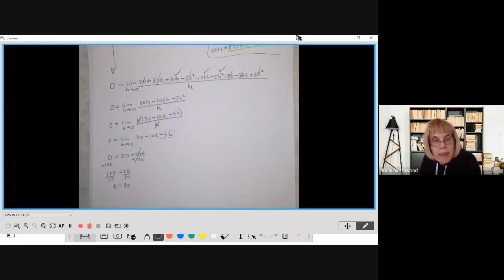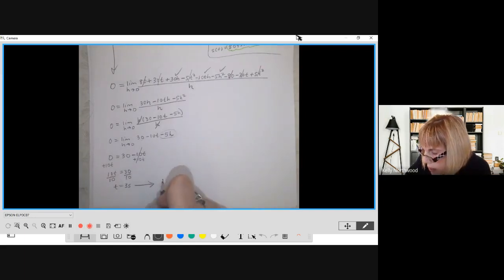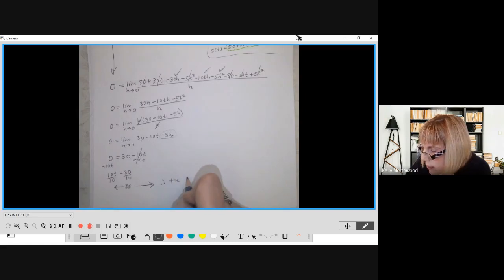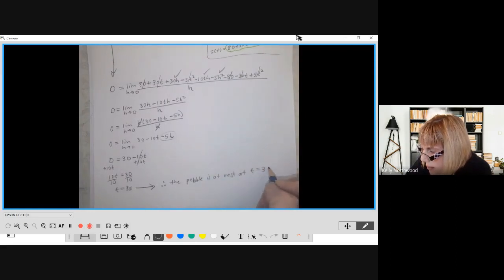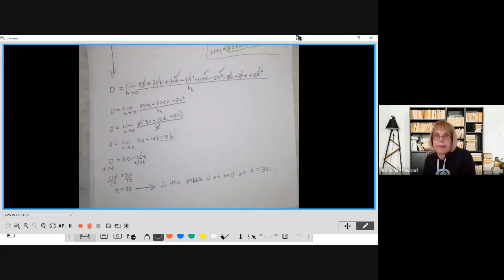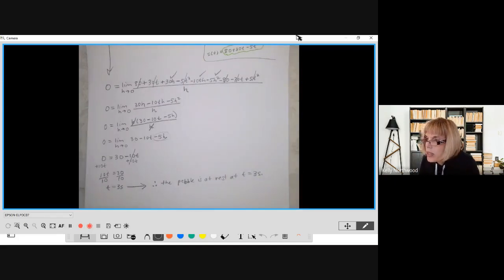So it turns out that its maximum occurred at 3 seconds, or it was at rest at 3 seconds. So that would be my therefore statement. Therefore, the pebble is at rest at t equals 3 seconds. So meaning if you go back up to that diagram I drew, on the time axis, it would be 3 seconds when the pebble had reached its maximum. It stops for an instant. Its instantaneous velocity is 0 there, and then it starts to fall back down to the ground. It's finished rising and starts falling.